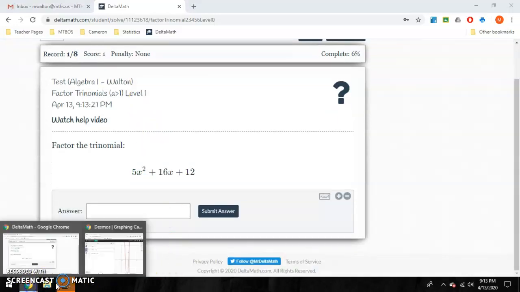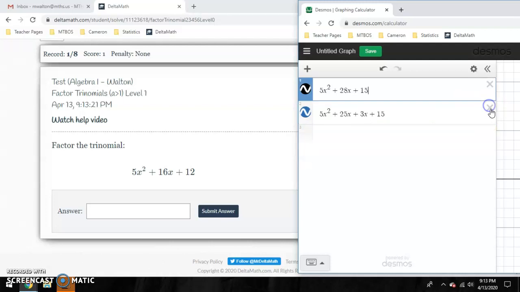Looking at this one, I'm first going to look to see if we can factor out a greatest common factor. I have 5x squared plus 16x plus 12. Well, this is only divisible by 5, and nothing else is divisible by 5 either. So we're going to have to go about this the traditional way. First off, x squared breaks up into x and x. However, I want this to multiply out to 5x squared, so I'm going to put a 5 on these.